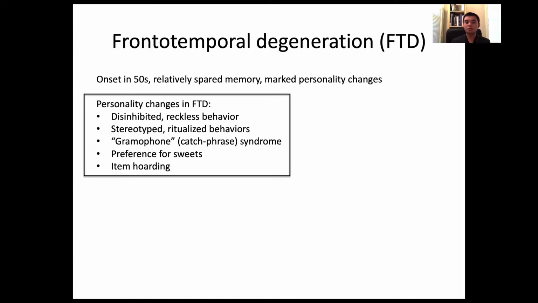Because of a relative loss of inhibition, they'll also have a preference for sweets because they've lost that inhibition to have their dessert first. So they'll jump to dessert before having the rest of their meal. And they might even start hoarding items as well as they develop their diagnosis.